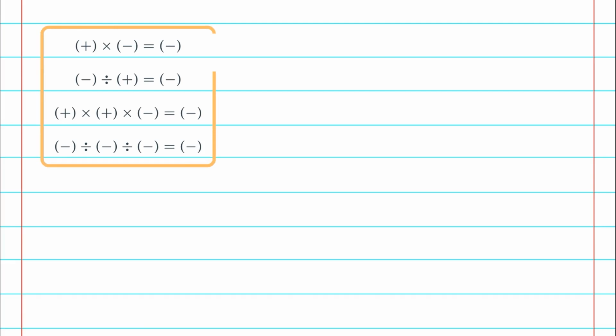If we are multiplying two positive numbers and a negative number, the answer will still be negative because there is only one negative sign, which is an odd number. If we are dividing three negative numbers, the answer will again be negative because there are three negative signs, which is an odd number as well. So we conclude that if there are an odd number of negative numbers, the answer is negative.